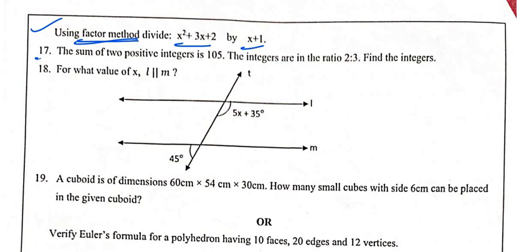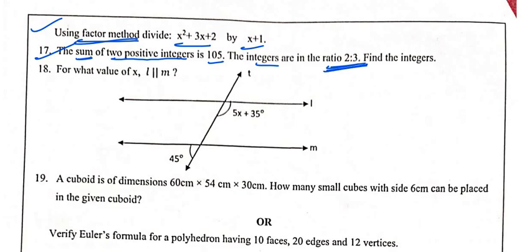The next question is: given the sum of two positive integers is 105. Remember that the sum of two positive integers is 105 and the integers are already given in a ratio. So how to solve this question? We have to take the ratio. If a ratio is given, always remember that you have to take it with a variable.